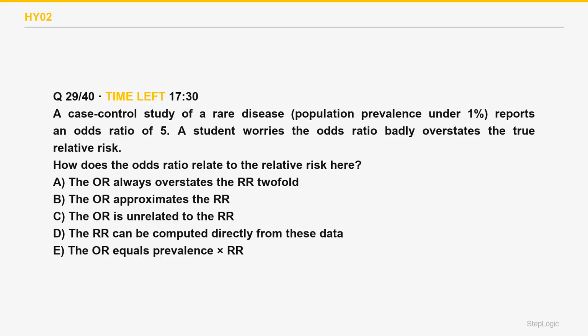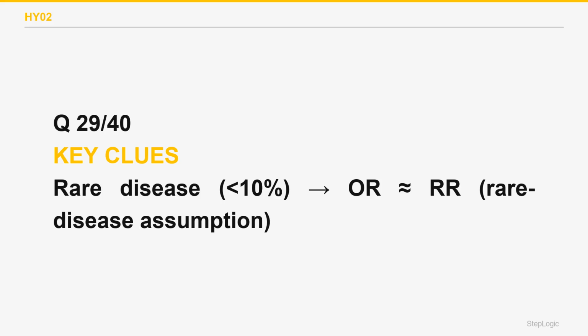How does the odds ratio relate to the relative risk here? A case-control study of a rare disease, population prevalence under 1%, reports an odds ratio of 5. A student worries the odds ratio badly overstates the true relative risk. Read the command, OR versus RR in a rare disease. When disease is rare, they nearly coincide.